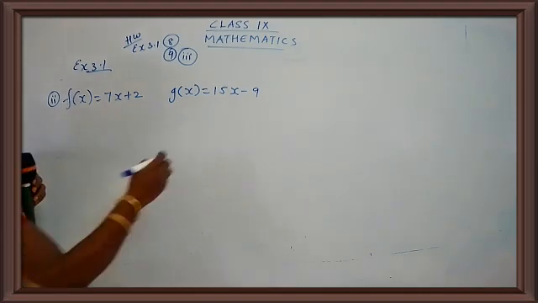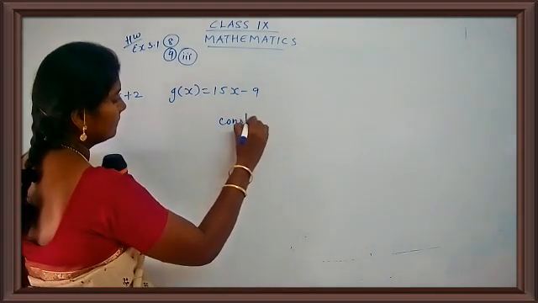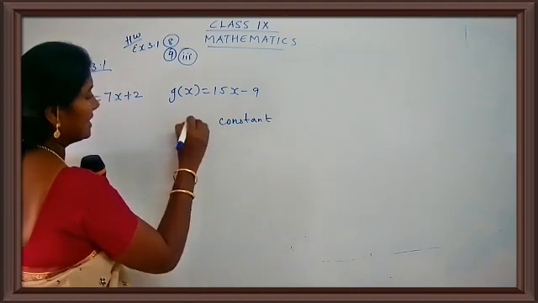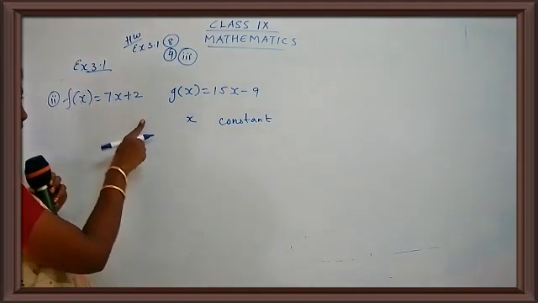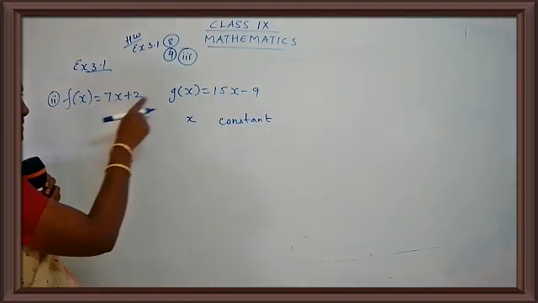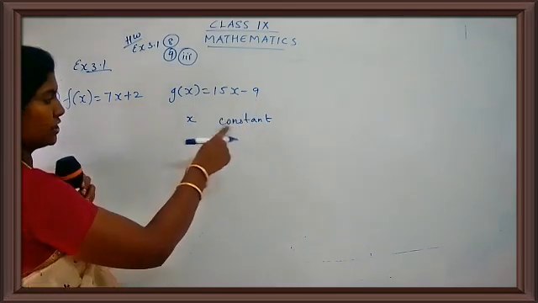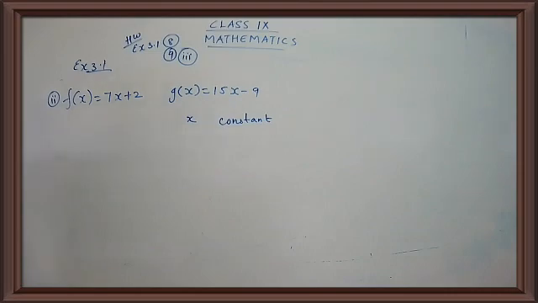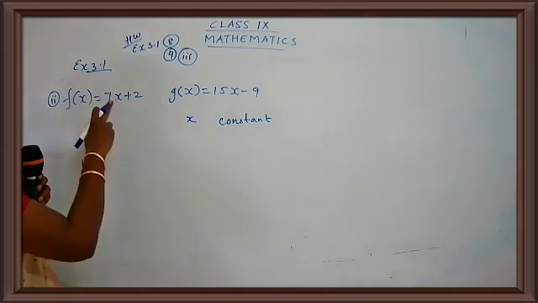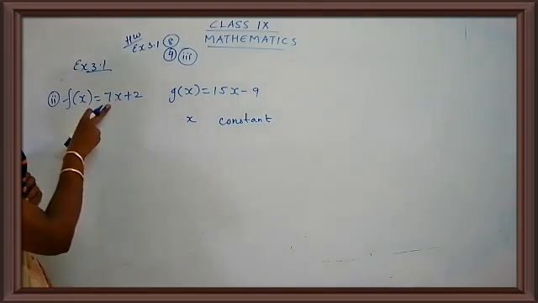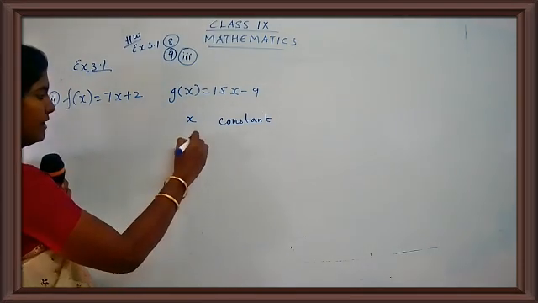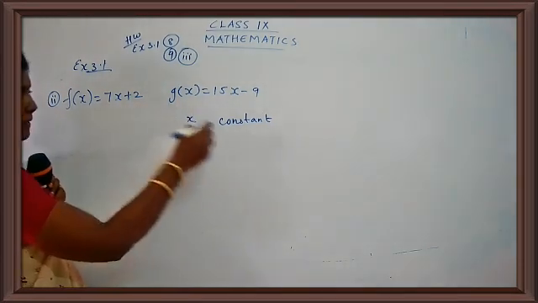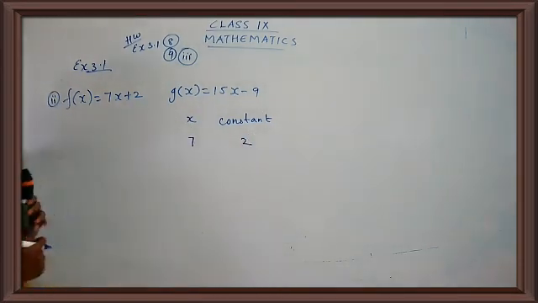Yes, children? You just write down your constant, then x term. I don't have an x square term. Here also x term and a constant. So just give the heading as x and constant. Okay, so now we are going to fill the details. Let me take the coefficient of x first. What is the coefficient here? It's 7. What is the constant term? It's 2. So I get 7 and 2.